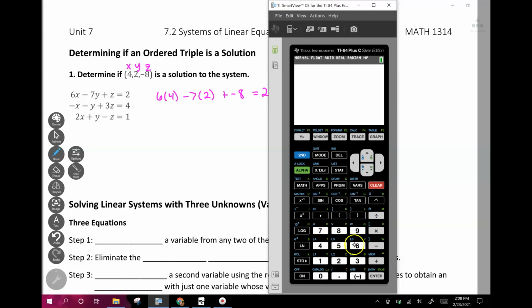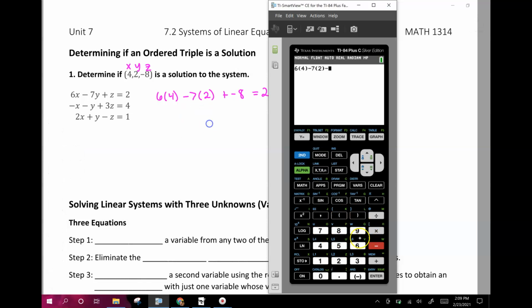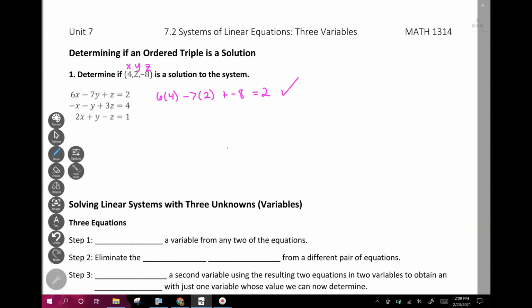So I have 6 times 4 minus 7 times 2 minus 8, and that needs to equal 2. All right, so that one works. But you have to check all three, so let's do the second one.